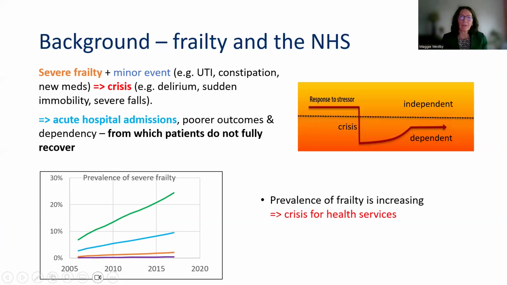So some background, frailty and the NHS. People with severe frailty have a minor event, such as a UTI, which leads to a crisis, for example delirium, sudden immobility, severe falls, which leads to acute hospital admissions, poor outcomes, and dependency, from which patients do not fully recover. This is illustrated in this slide here. And alongside that, prevalence of severe frailty is increasing, which is leading to a crisis for health services.